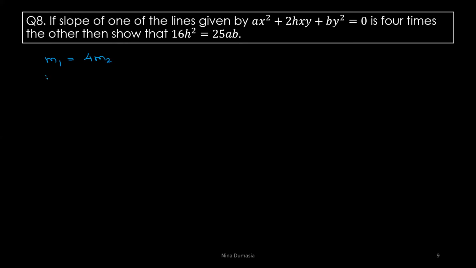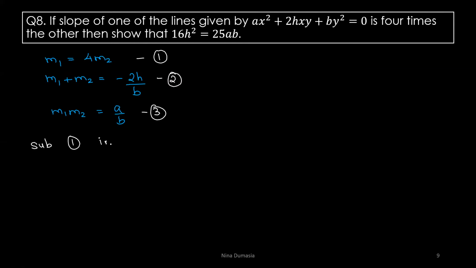Now we already know that m1 plus m2 is equal to minus 2h by b, and m1 into m2 is equal to a by b. Here it is given in terms of a and b only. Let us combine these three to find out this required condition. So first of all, I will name these equations so it becomes easier. So I am going to substitute 1 in 2.